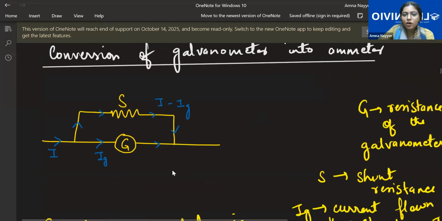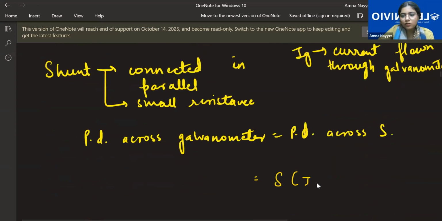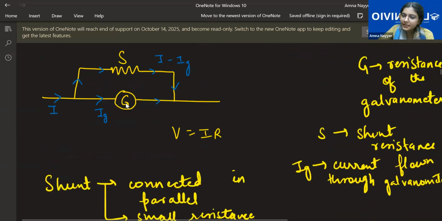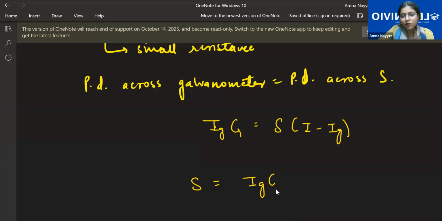Now, you know the formula V is equal to IR. Here the resistance is S and I minus Ig is the current. The potential difference across the shunt is S into I minus Ig, while across the galvanometer, the resistance is capital G and Ig is the current, so it will be Ig into capital G. Now, if I write the formula of the shunt, it will be S equals Ig into capital G by I minus Ig.